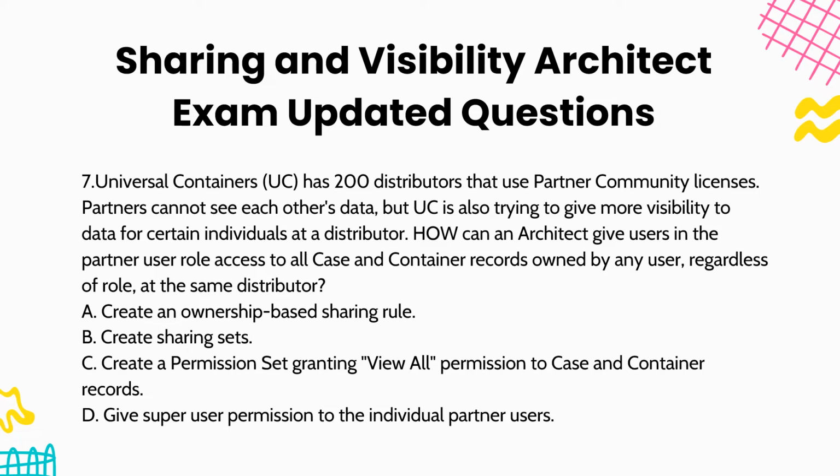7. Universal Containers, UC, has 200 distributors that use partner community licenses. Partners cannot see each other's data, but UC is also trying to give more visibility to data for certain individuals at a distributor. How can an architect give users in the partner user role access to all case and container records owned by any user, regardless of role, at the same distributor? A. Create an ownership-based sharing rule. B. Create sharing sets. C. Create a permission set granting view all permission to case and container records. D. Give super user permission to the individual partner users.